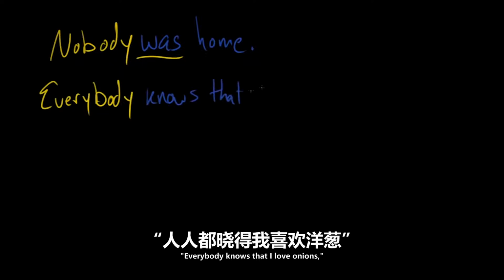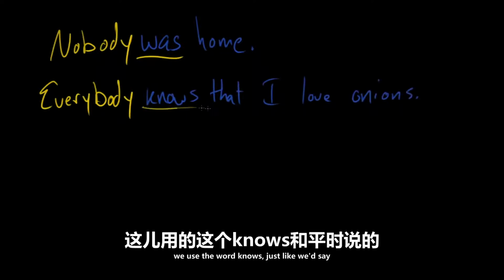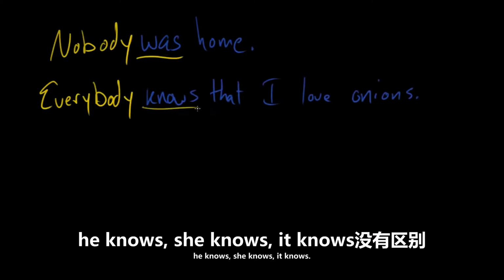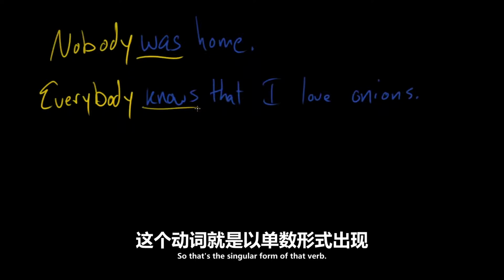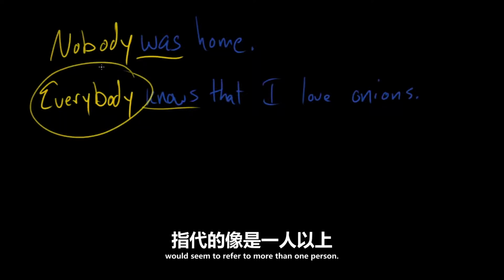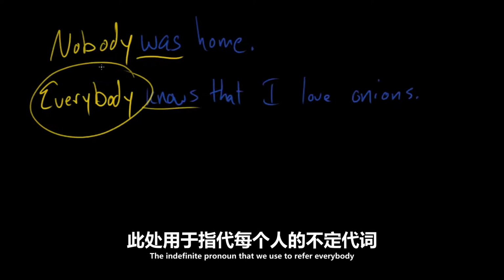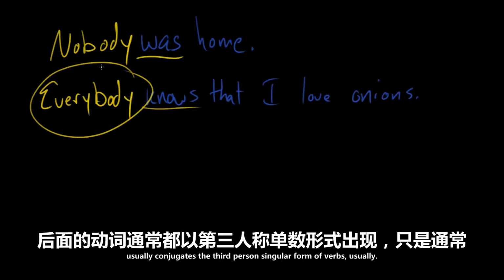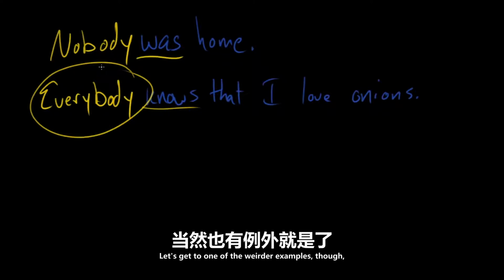Similarly, in the sentence, everybody knows that I love onions, we use the word knows, just like we'd say he knows, she knows, it knows. So that's the singular form of that verb, even though the idea of everybody would seem to refer to more than one person. The indefinite pronoun that we use to refer to everybody usually conjugates the third person singular form of verbs. Usually. Let's get to one of the weirder examples, though.